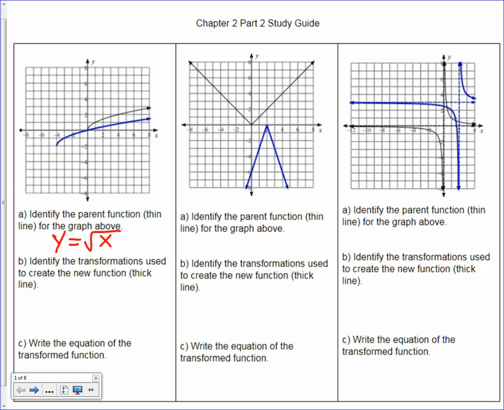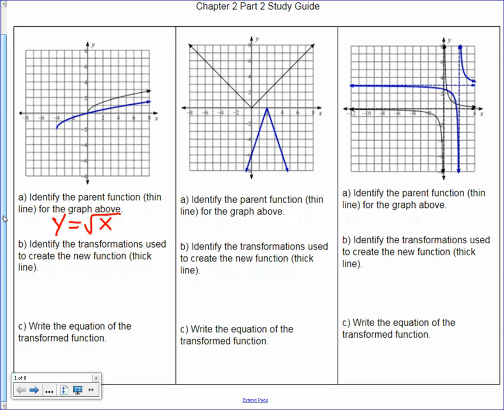So y would equal the square root of x, which is our parent function, the thin line, and then the darker line, the blue line on my screen, is the transformation. So it says identify the transformation. It didn't stretch or compress any. It went 4 left and 2 down. So my new equation, because it didn't compress or stretch, is just going to be y equals the square root of x plus 4, showing that it moved to the left 4, minus 2, showing it moved 2 down.